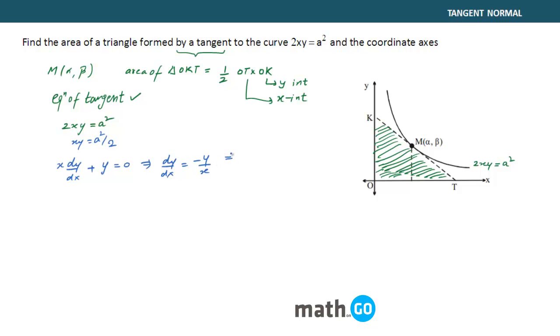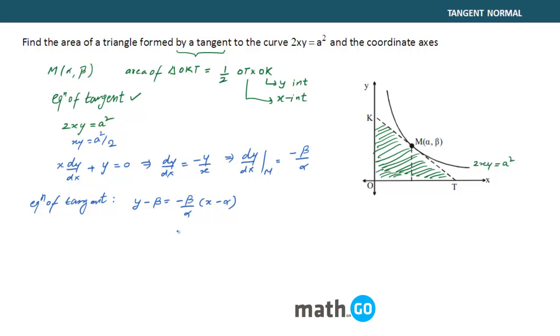Now you want the dy by dx at point M, and the coordinates of M we have taken as alpha and beta. So this will become minus beta by alpha, right? So what will be the equation of the tangent? The equation of the tangent at this point would then be y minus beta is equal to minus beta by alpha into x minus alpha. This will be the equation. Okay.